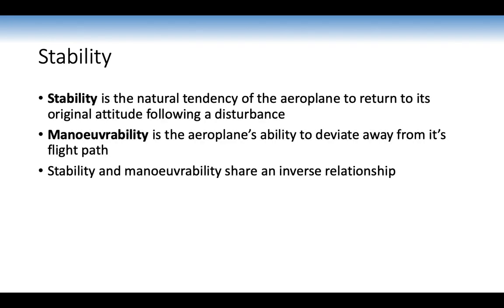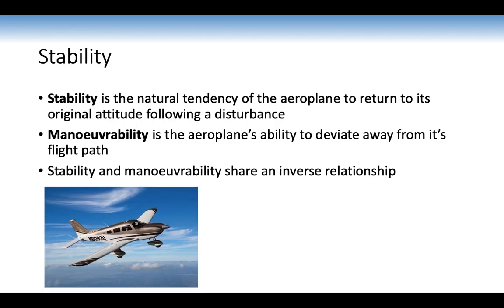So now we'll look at stability. Stability is the natural tendency of the aeroplane to return to its original attitude following a disturbance. And maneuverability is the aeroplane's ability to deviate away from its flight path. So stability and maneuverability share an inverse relationship. Pretty much in maneuverability, it doesn't want to stay where it is, but in stability, an airplane wants to stay where it is. So our airplane, the Cherokee, is quite stable.